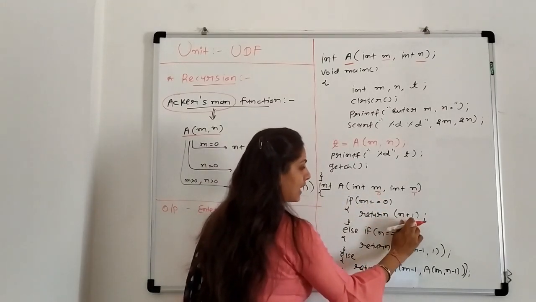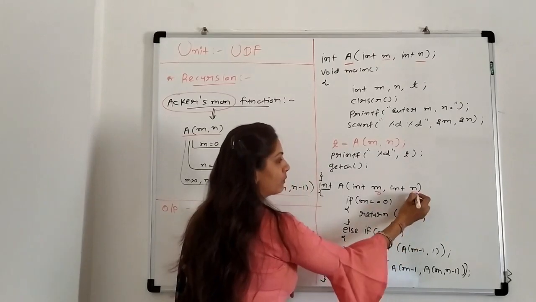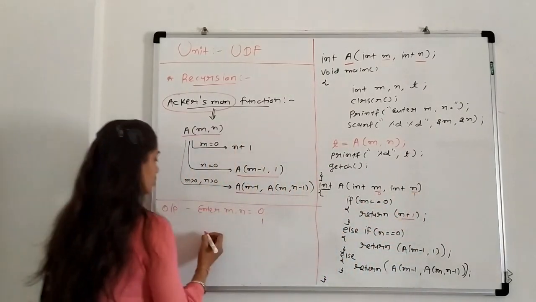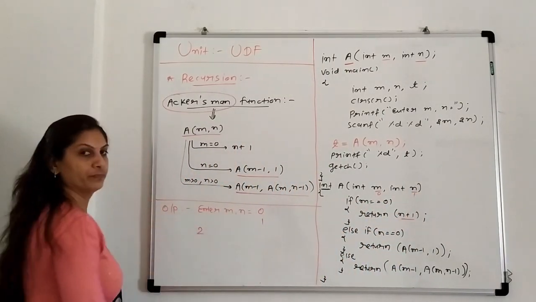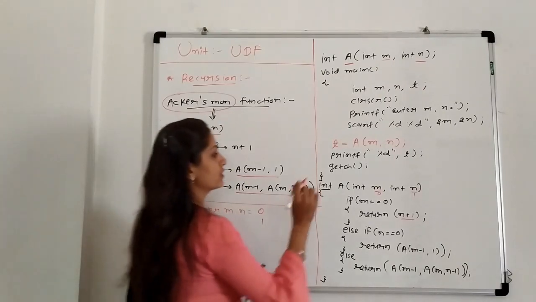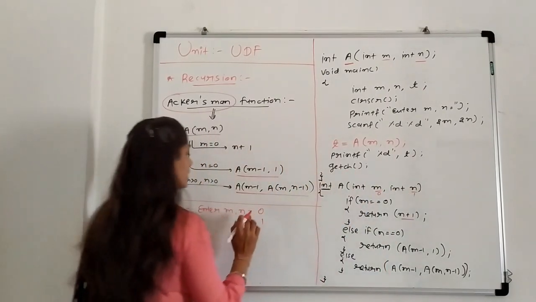Then it returns the answer n plus 1. Now n is 1, so 1 plus 1, our answer is 2. Clear? But suppose here we input 0, 1.